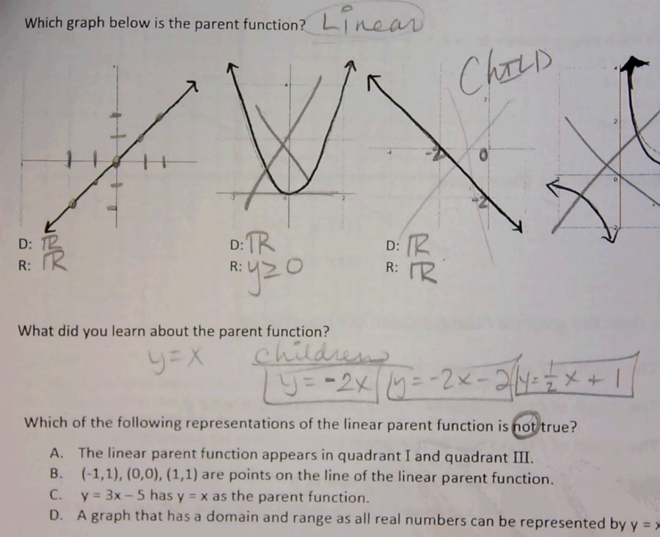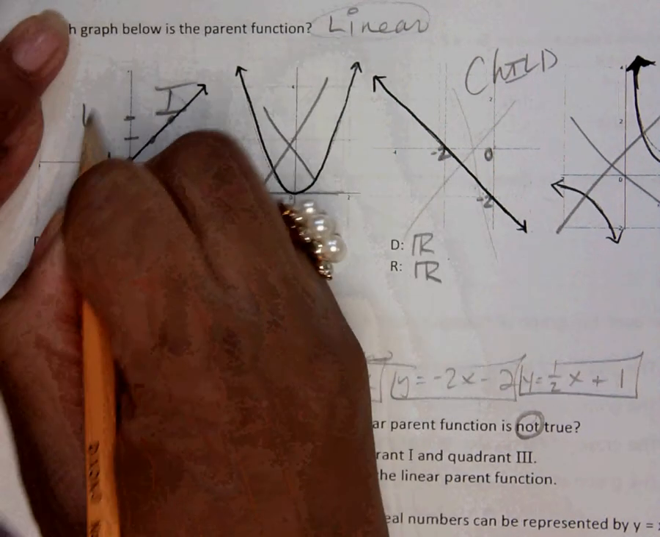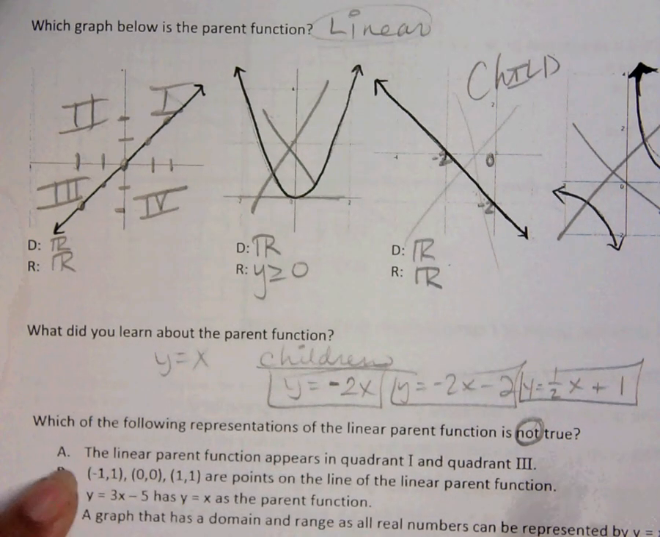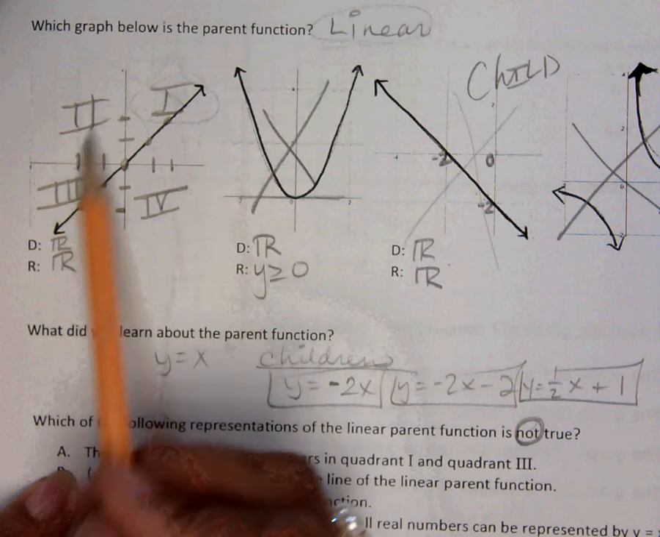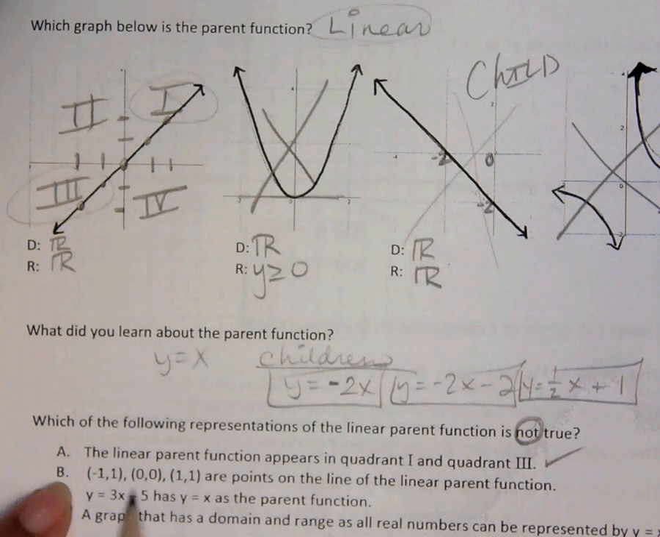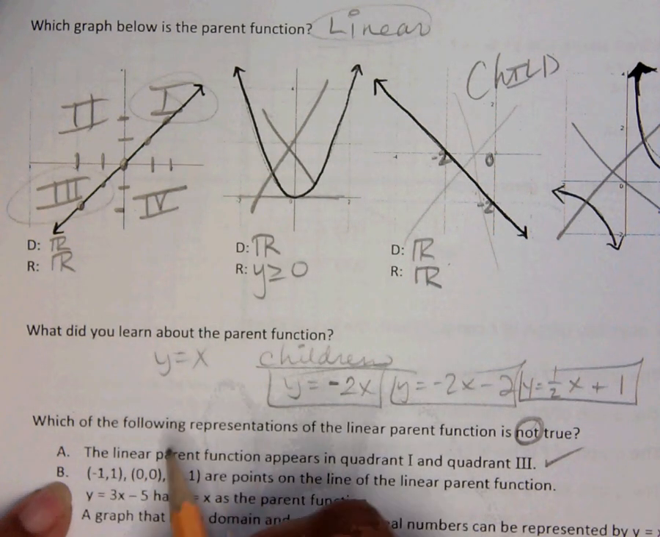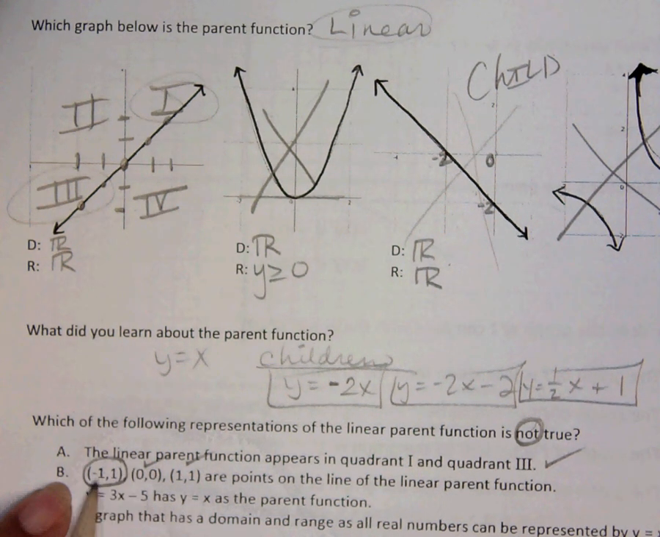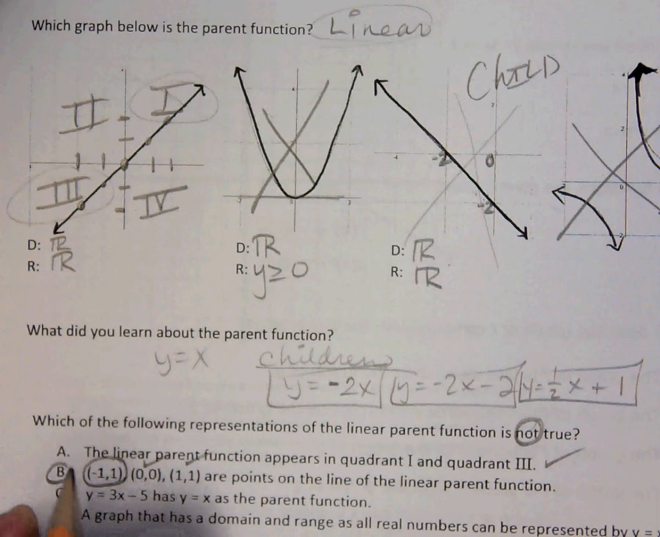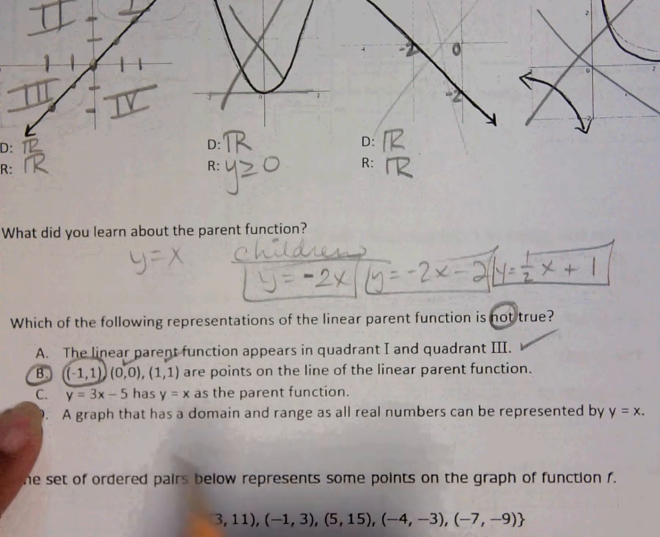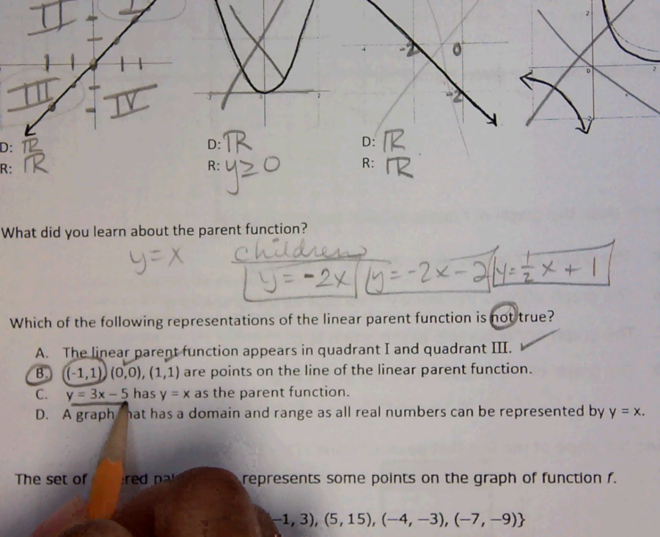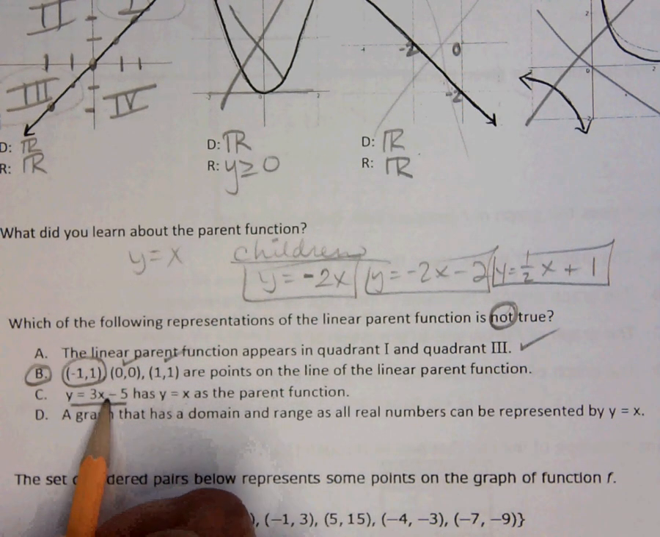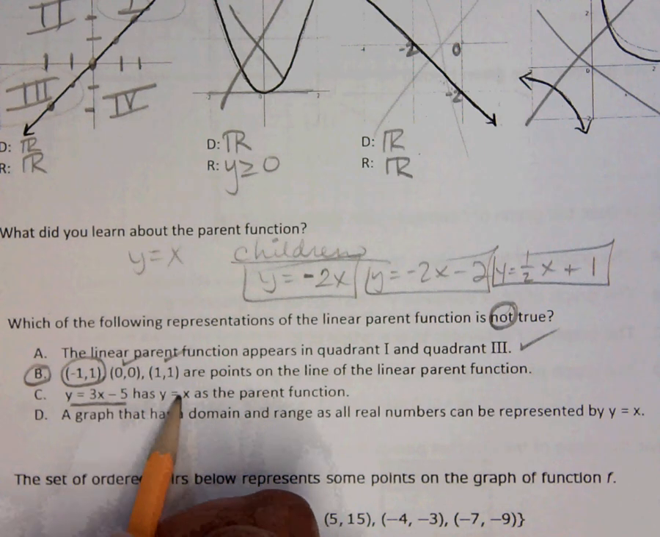Okay, which of the following representations of the linear parent function is not true? Well, does the parent function appear in quadrant 1 and 3? Let's check. 1, 2, 3, 4. So it does appear in 1 and 3. Okay, are these the points on the line? Well, 1, 1, they're the same. 0, 0, they're the same. They're not the same. So this looks like this is the answer. Let me check C and D.